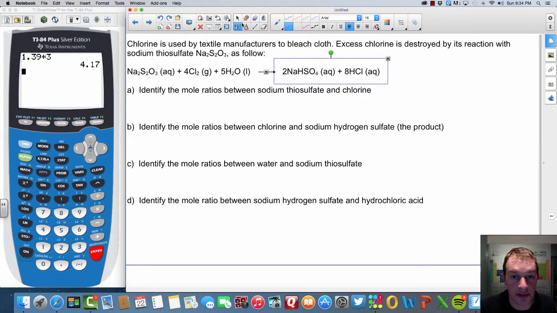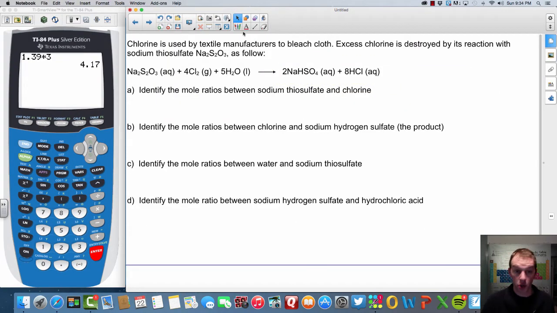So here's our real example right now, okay? Chlorine is used by textile manufacturers to bleach cloth. Excess chlorine is destroyed by its reaction with sodium thiosulfate as follows. Sodium thiosulfate plus 4 Cl2 plus 5 H2O give you 2 sodium hydrogen sulfate, or sodium bisulfate, plus 8 HCl, which is hydrochloric acid. So the first thing we're going to do, we're going to keep this really simple right now.